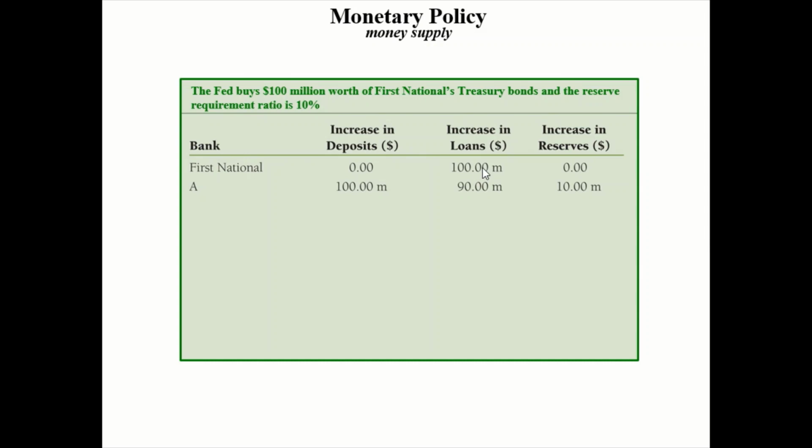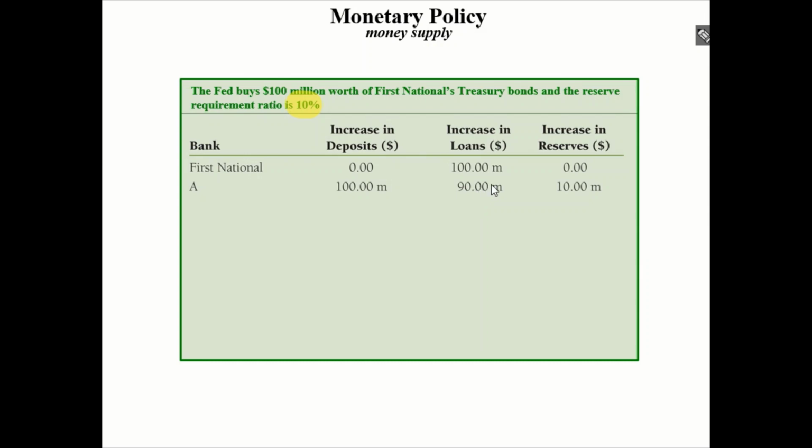As soon as that loan is made to Apple Corporation, Apple deposits that money in their checking account at Bank A, right? Now, because Bank A's checkable deposits have increased by $100 million, Bank A is required by law to hold 10%. So 10% of this $100 million increase in its checkable accounts means that it has to hold $10 million in reserve. It can't lend that out, but it can lend the rest of it out, right?